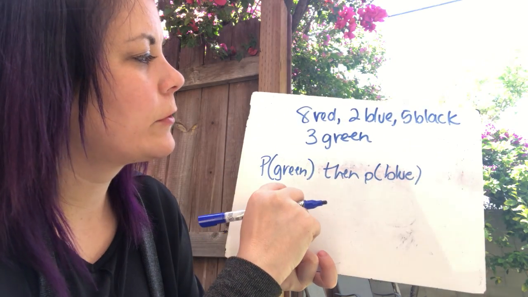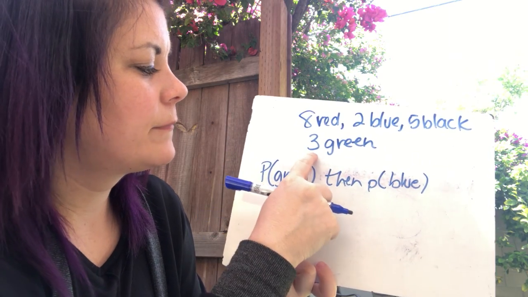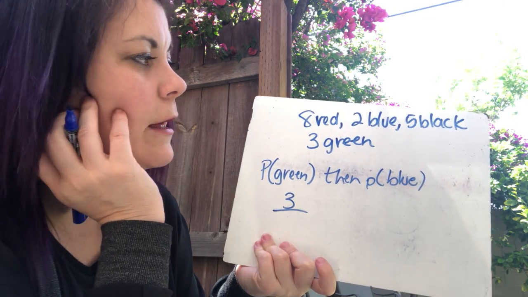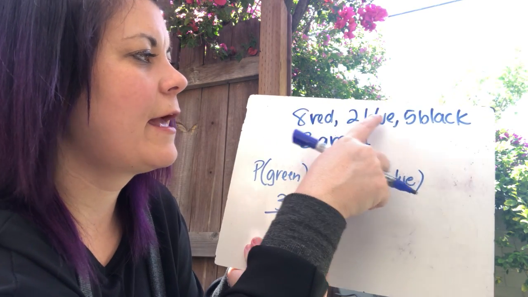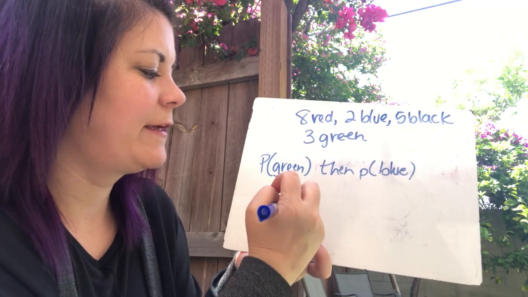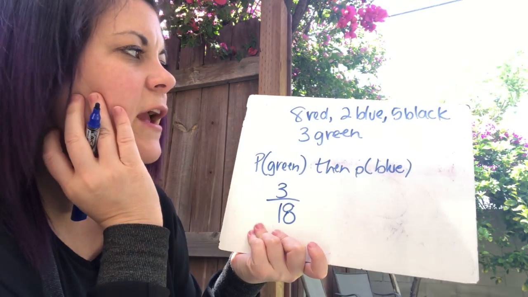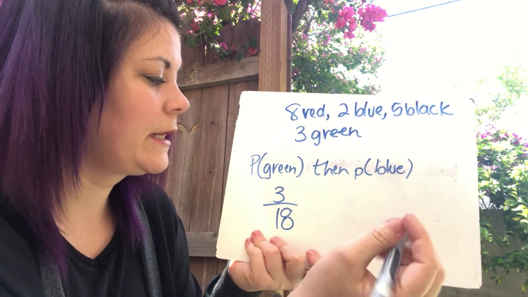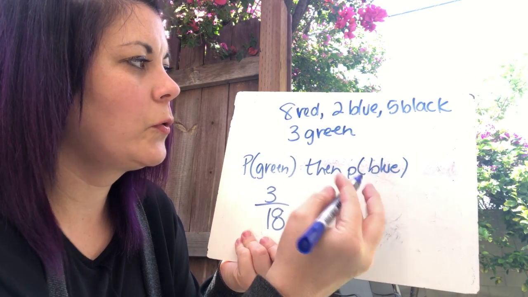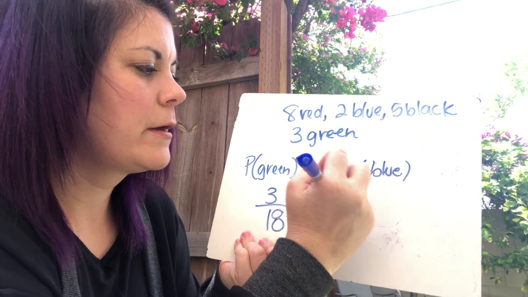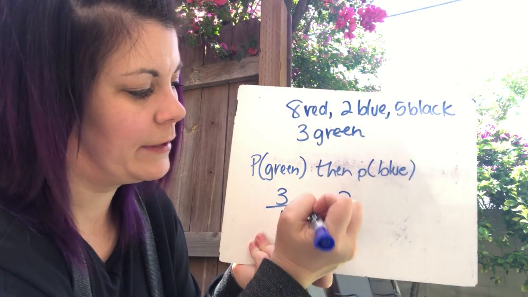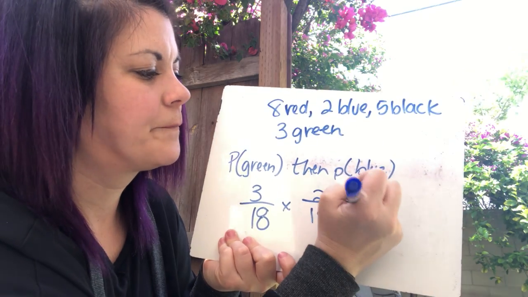And so the green, our possible outcomes is there's 3 green, and then our total outcomes would be 8, 10, 15, 18. So there's 18 marbles, so I have 3 out of 18 chances of getting a green. And then a blue, I have 2 out of 18 chances of getting a blue. And to find the compound probability of this, we're going to multiply these.